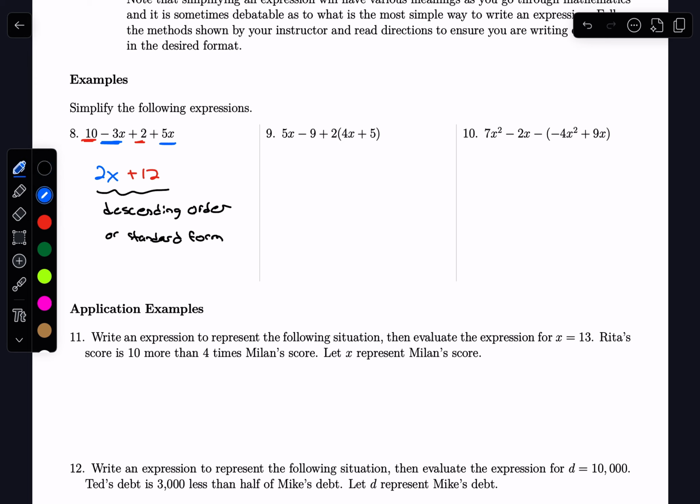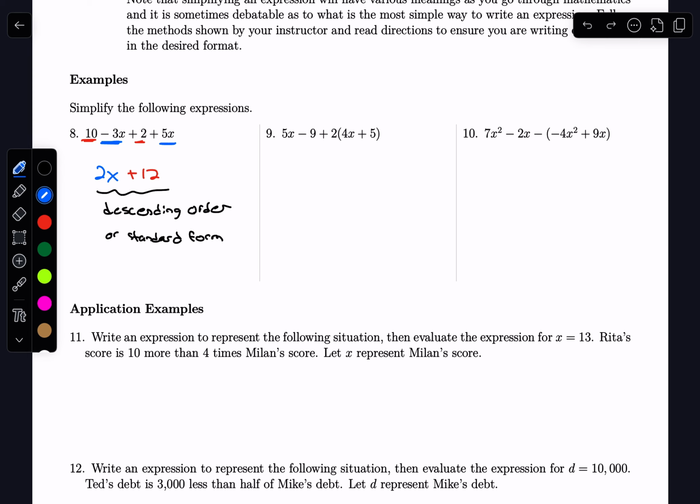All right, number 9. Very important example here. We have 5x minus 9 plus 2, and then parentheses 4x plus 5. So this is the first one we've seen that's a little bit more complicated in terms of the order of operations. By far the most common mistake I see is students want to say that negative 9 plus 2 is negative 7. Not what we're supposed to do here, okay? So you've got to break that curse. Do not do that.